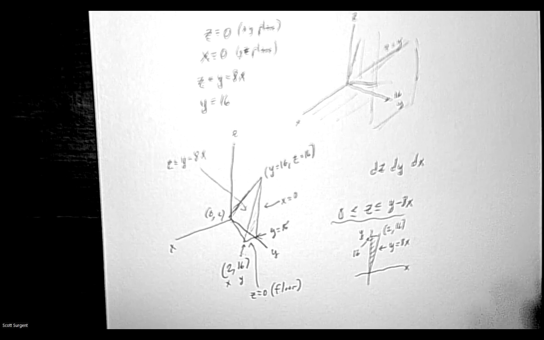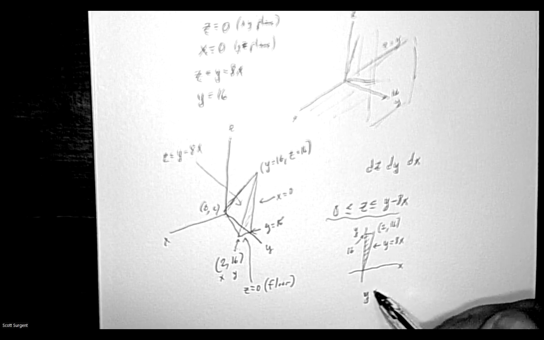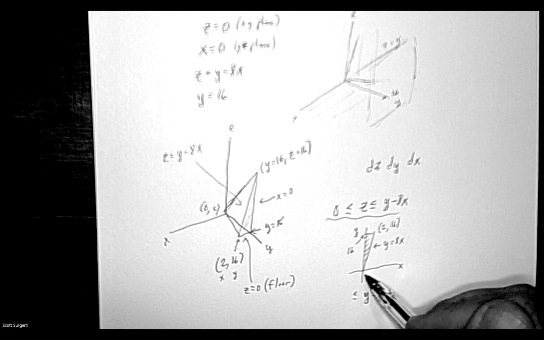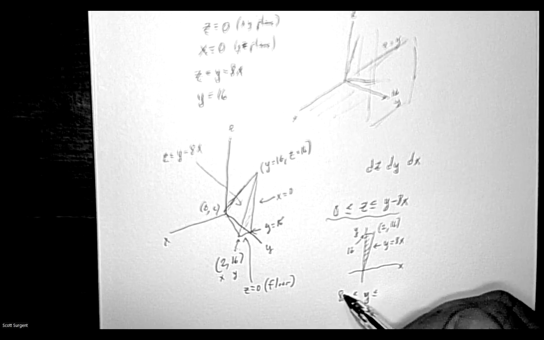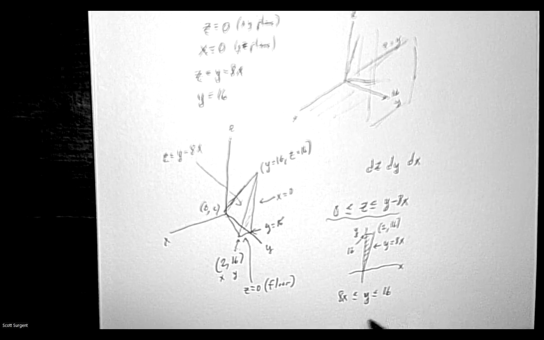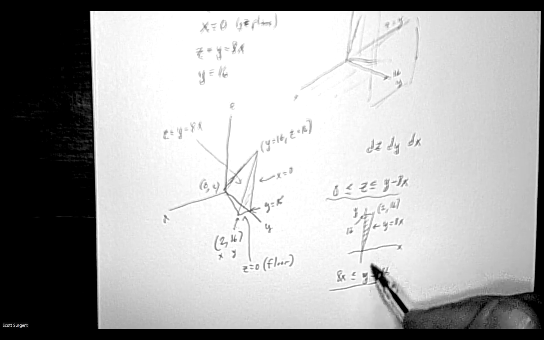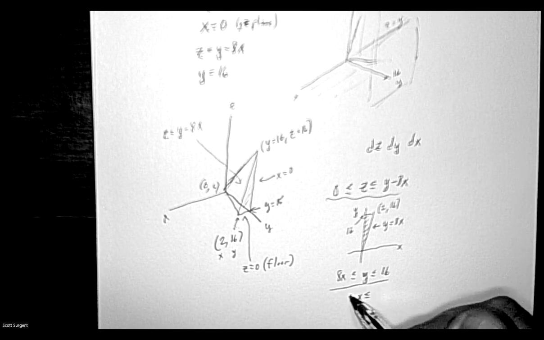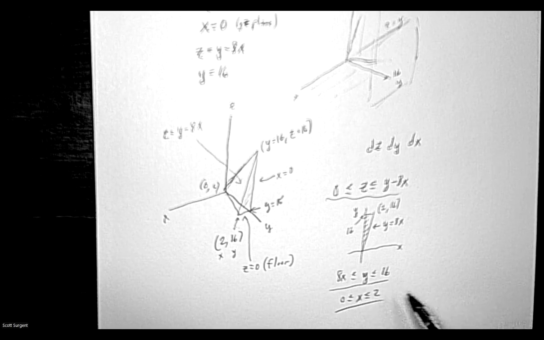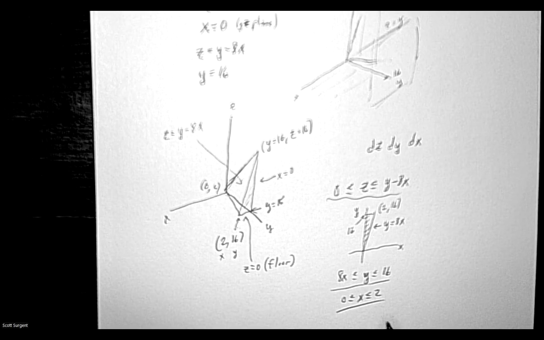Okay. So if we do dy bounds, you draw your arrow in the y direction, it enters at 8x and exits at 16. Those are your y bounds. And then your x bounds are just whatever it spans. That's 0 to 2. So if you set up your triple integral, those will be your bounds. And then dz, dy, dx.